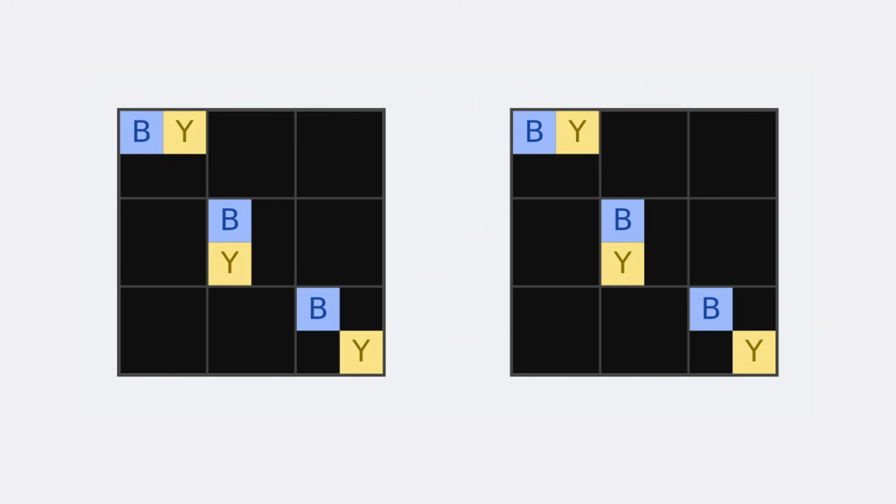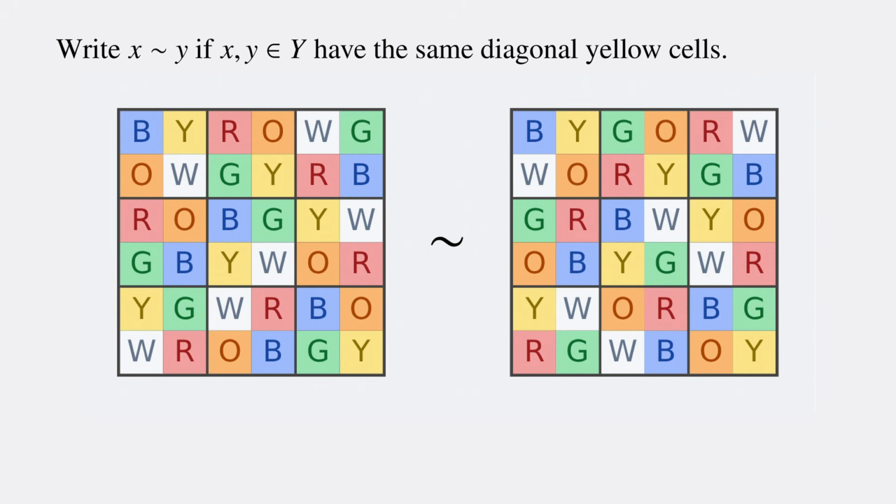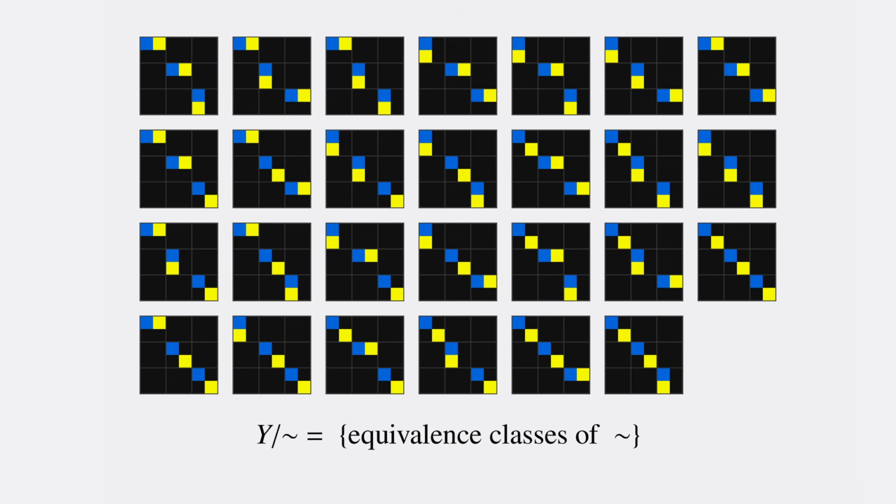More formally, we can define an equivalence relation on Y, which I'll denote with a tilde, where two solutions are equivalent if and only if they have the same yellow cells along the diagonal. I'm then going to write Y mod tilde for the set of equivalence classes under this equivalence relation. Y mod tilde has exactly 27 elements, and we can think of these as 27 Sudoku puzzles which we need to find every solution to.